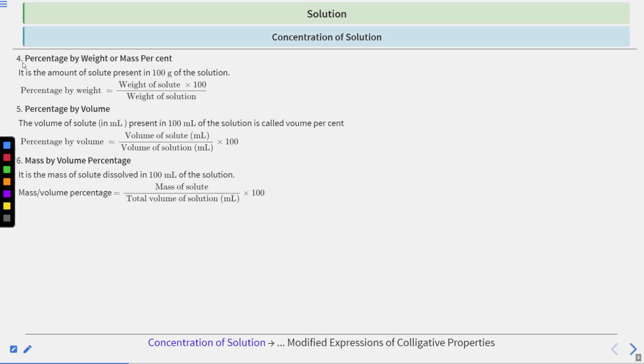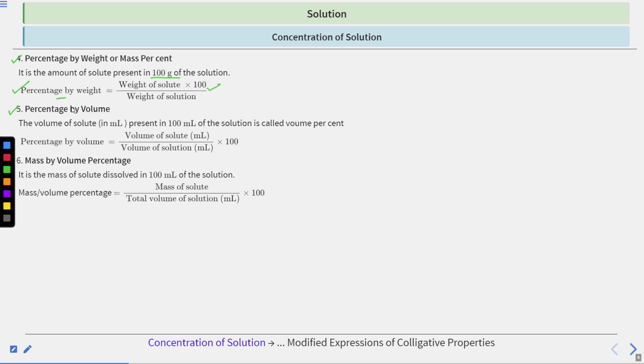Move to our next term, that is percent by weight or mass percent. It is the amount of solute present in 100 gram of solution. We can show it in this way: percent by weight equals weight of the solute divided by weight of solution multiplied by 100, as we are talking about the percentage.